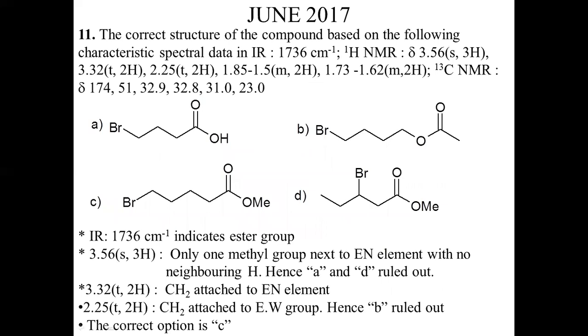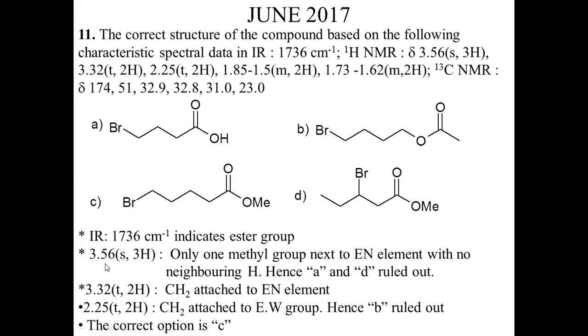Next is a question from June 2017: the correct structure of the compound based on the following characteristic spectral data. They have given IR, proton NMR, and C13 NMR. When you see 1736 centimeter inverse, it has to be an alpha beta unsaturated carbonyl. That means an ester, slightly higher than that. So I can omit B and A, but let's wait and see with the others.